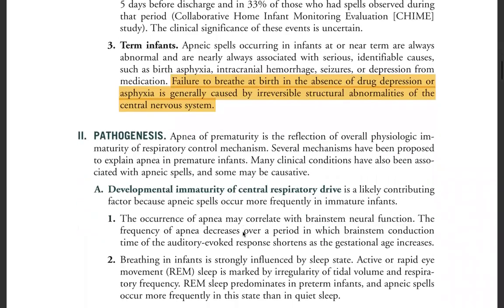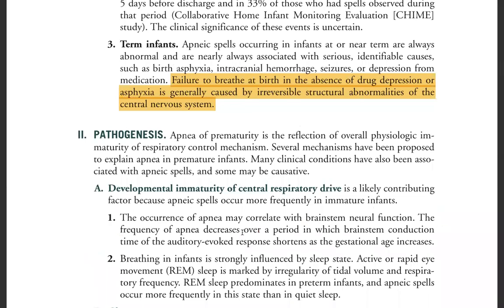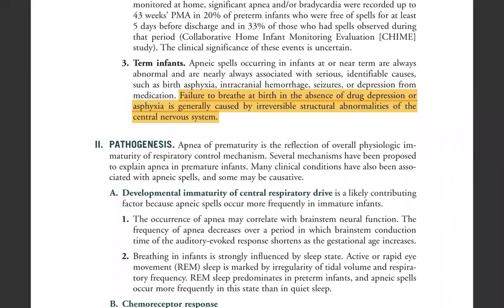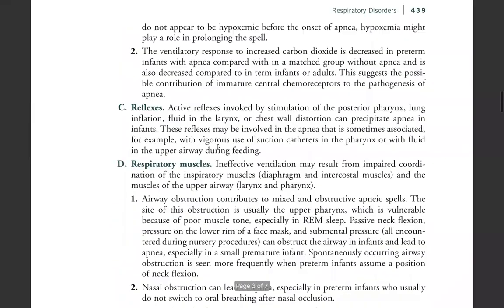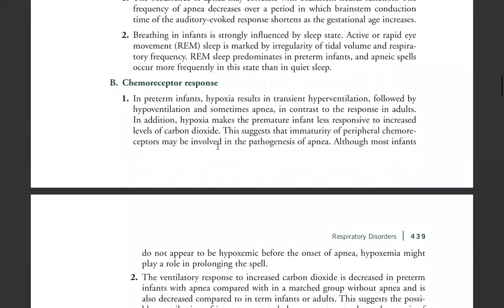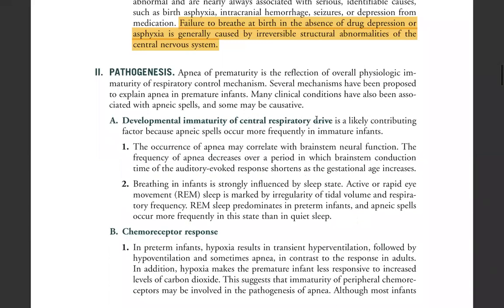Okay. So what is the pathophysiology of apnea of prematurity? Here they use apnea of prematurity. Specifically, there is pathophysiology only for this apnea of prematurity. The other things are all pathological. So why does apnea of prematurity occur? Because of developmental immaturity of central respiratory drive and peripheral chemoreceptors.